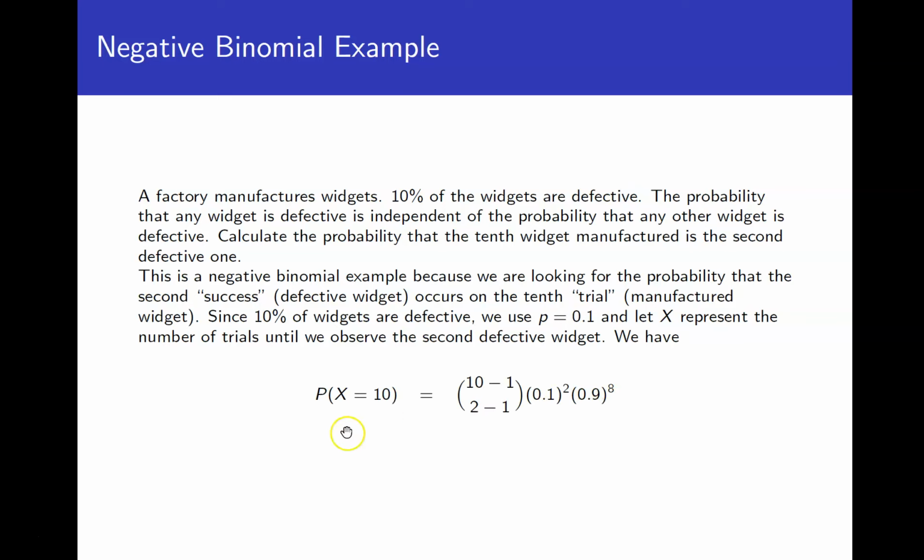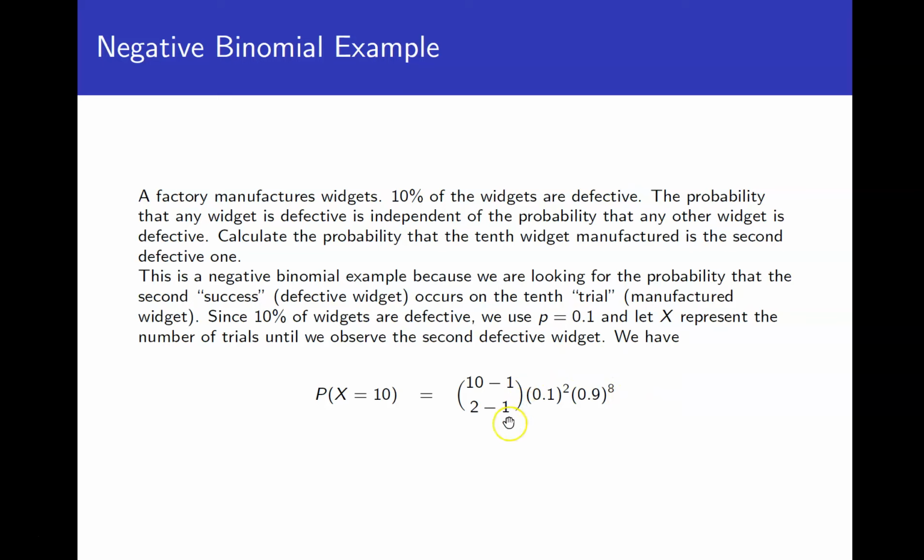Our PDF for a negative binomial, remember again, is the number of trials minus 1 choose the number of successes minus 1. So it's x minus 1 choose r minus 1. So we have 9 choose 1 here. We have exactly 2 successes, exactly 8 failures. That's where this part's coming from.